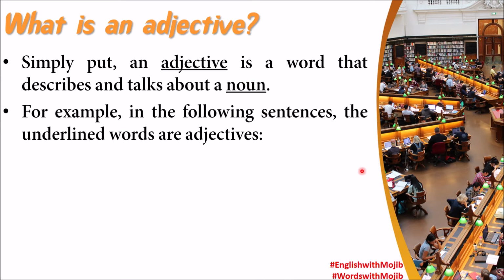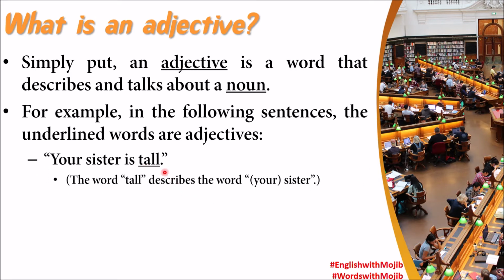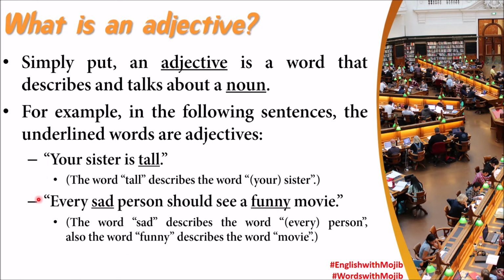For example, in the following sentences, the underlined words are adjectives. Your sister is tall. The word tall talks about, or describes, the words your sister. So, tall is an adjective for your sister. Every sad person should see a funny movie. The word sad describes the word person, or every person. Also, the word funny describes the word movie. So, the word sad is an adjective for the word person or every person, and the word funny is an adjective for the word movie. That's the definition of an adjective.